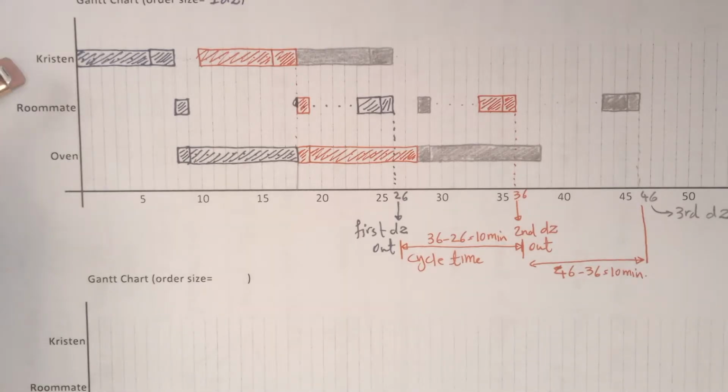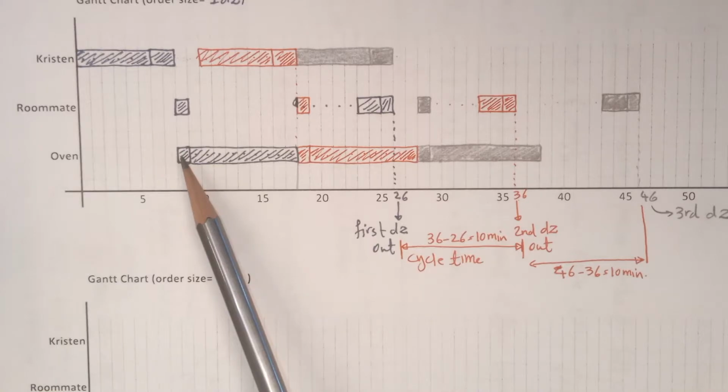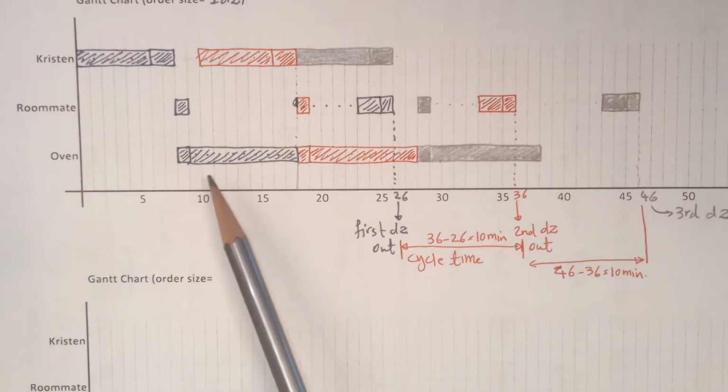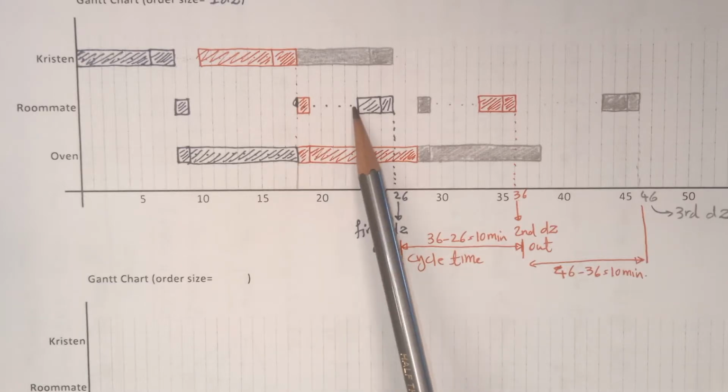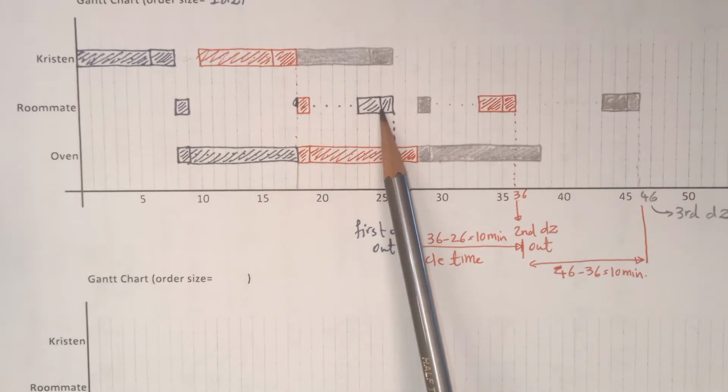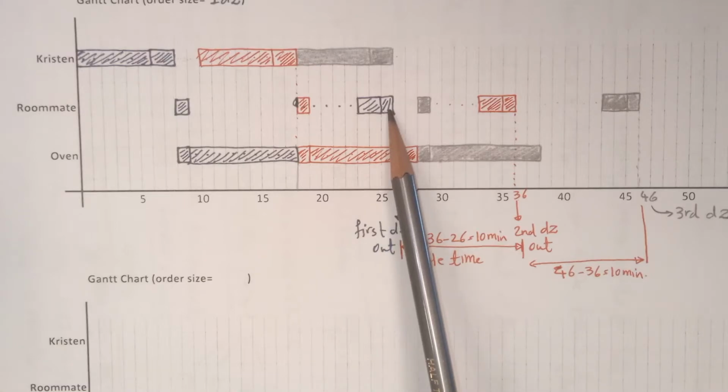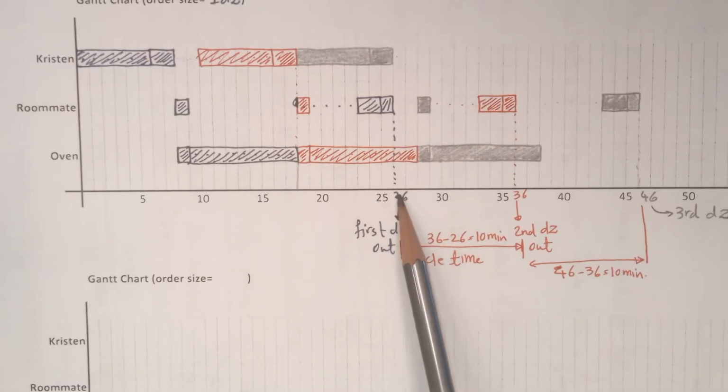Kristin starts at time 0, on the very first dozen of cookies for 6 minutes, and then Kristin spends 2 minutes spooning, 1 minute by the roommate setting up the oven, after that 9 minutes of baking, 5 minutes of wait, 2 minutes of pack, and 1 minute of payment. This is where the very first product comes out. 1 dozen cookies come out.